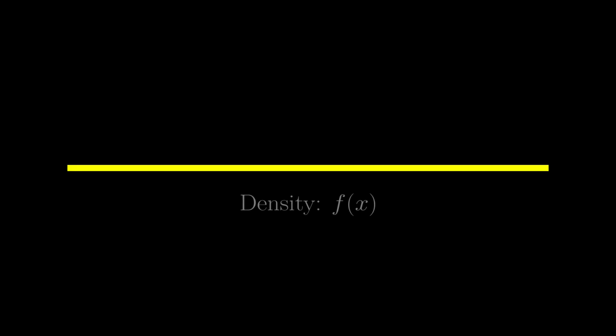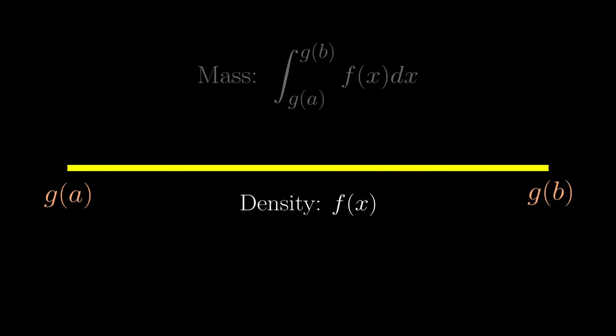Let's think of a rod again. Just like in the previous setting, the density is described by f. This time, the endpoints are described by g of a and g of b respectively, where g is just another function. As we have discussed just now, the mass of this rod is simply the integral shown here.